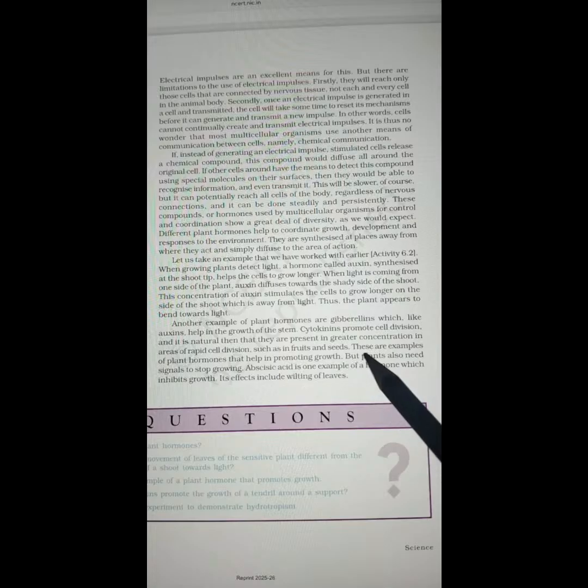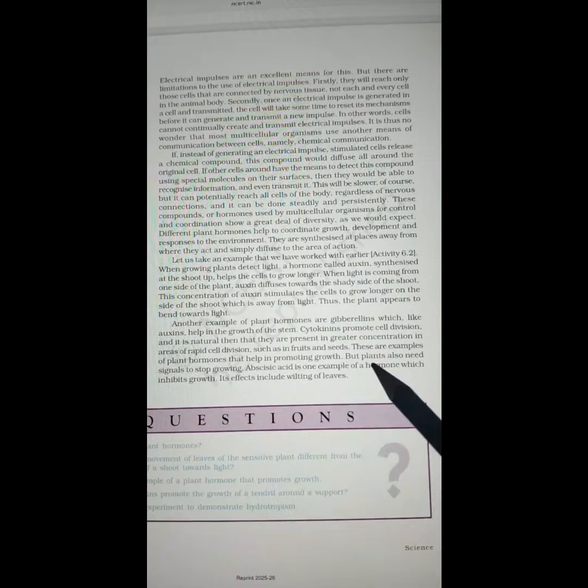Cytokinins promote cell division, and it is natural that they are present in greater concentration in the areas of rapid cell division, such as fruits and seeds. These are examples of plant hormones that help in promoting growth, but plants also need signals to stop growing. Abscisic acid is one example of a hormone which inhibits growth. Its effects include wilting of the leaves.